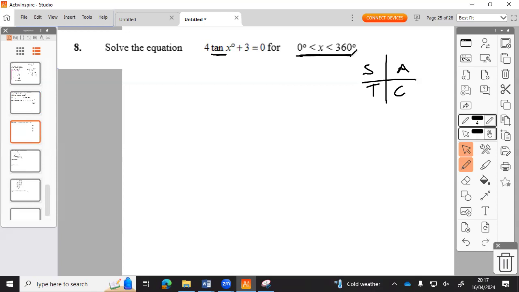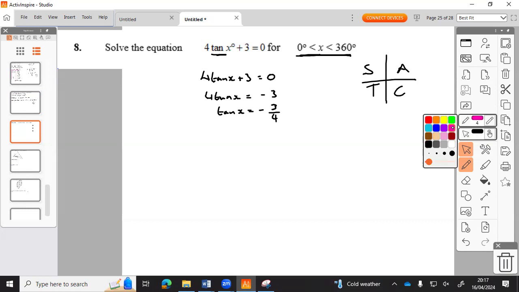So we're rearranging to leave tan on the left hand side. So 4 tan x plus 3 equals 0. 4 tan x equals -3. Tan x is equal to -3 over 4. Now at this stage we pause and look at whether it's positive or negative here. It's a negative.